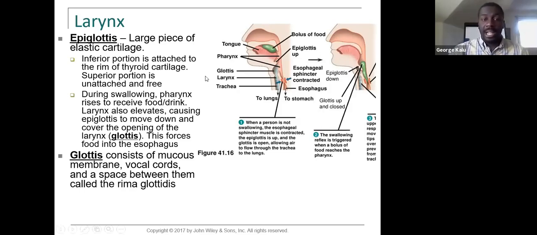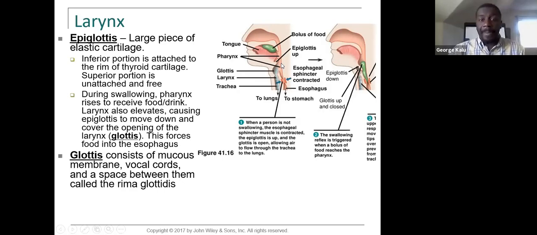It's shaped like a leaf where the inferior portion is attached to the thyroid cartilage, like the stem of a leaf. The stem of the epiglottis would be attached to the thyroid cartilage, while the superior portion is going to be more free and unattached to anything.